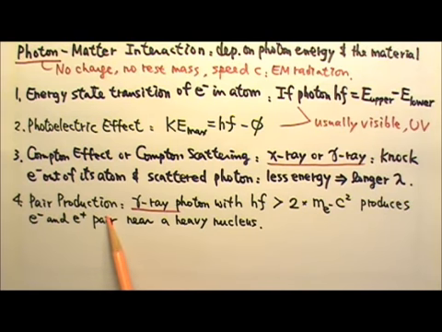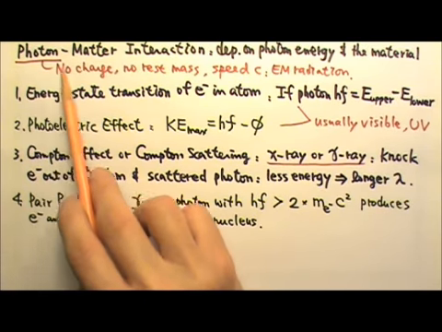4. Pair production. When a gamma-ray photon with photon energy more than twice the mc squared of an electron enters matter and gets close to a heavy nucleus, it may disappear as a photon and reappear as an electron and a positron pair. This has to happen next to a heavy nucleus in order to keep momentum conserved.